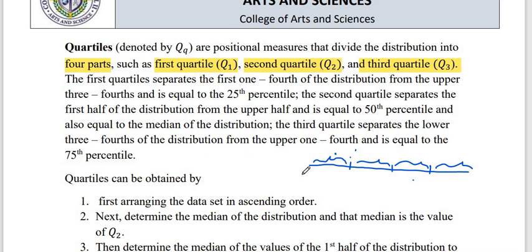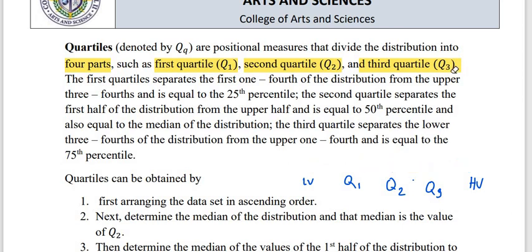Now, ito yung lowest value mo, di ba? We start from the lowest value, and this is the first quartile. This is the second quartile, the third quartile, and syempre, yung pinakadulo, yan yung highest value. That's why we only have first, second, and third quartile. Now, ayusin lang natin to. Ayusin lang natin ng guhit.